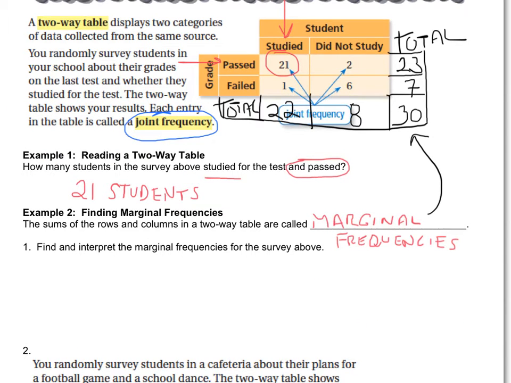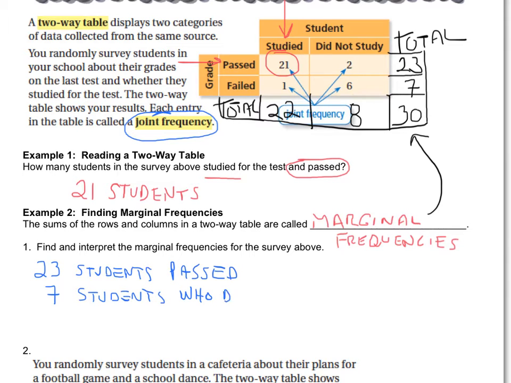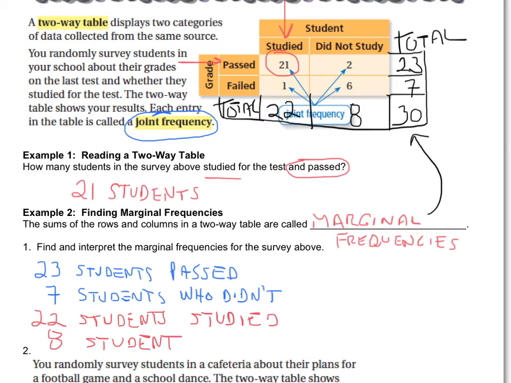Then we want to find and interpret the marginal frequencies. We already added those across. Now we want to interpret them. We first did the 23 students passed. We also had 7 students who didn't. We won't say failed, we'll say who didn't pass. Next, if we go down and add down through our columns, we had 22 students who studied and we had 8 students who didn't. That would be interpreting those marginal frequencies.